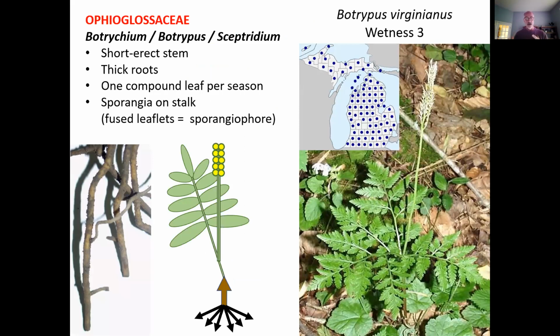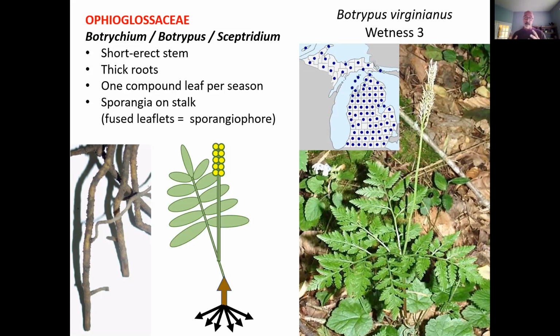There's a couple things you can look for. There's really, crudely speaking, two genera to think about in Michigan. The Botrychium group, and by that I mean, as you can see, the three genera at the top: Botrychium, Botrypus, and Septridium. The reason I call them the Botrychium group is that when I was a graduate student learning my ferns, they were all Botrychium, and then more recently through molecular work have been broken up into separate genera.